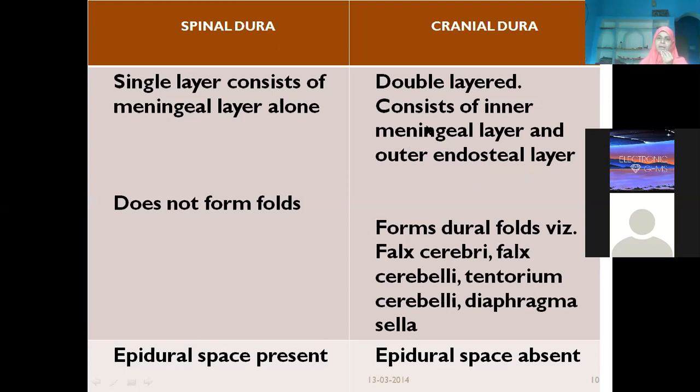We have seen the dura mater of the cranial cavity forming certain modifications, no? Like falx cerebri, falx cerebelli, tentorium cerebelli, diaphragma sellae. Such modifications we do not see with the spinal dura. Epidural space we are finding here, but we do not find such an epidural space with the cranial dura mater.